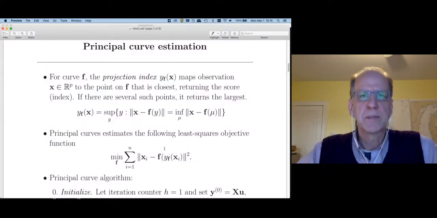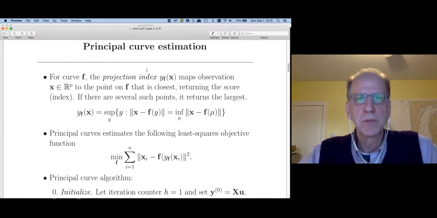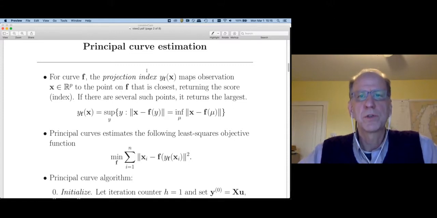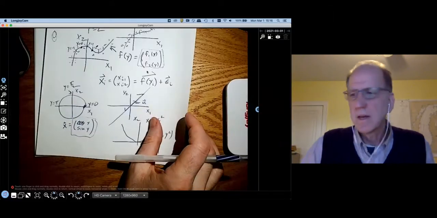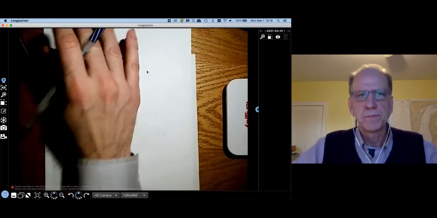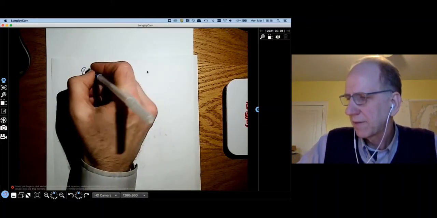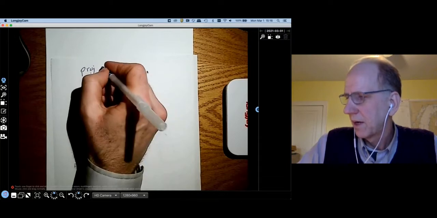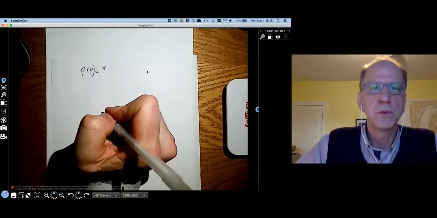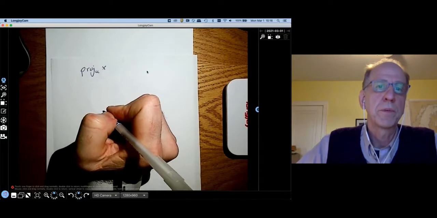Well, how do we estimate the principal curve model? We first need to do roughly the same thing that we did with principal components analysis, which was to figure out how to project an x onto my subspace. So as a quick review, with PCA, we had defined the projection of x onto u, and we worked out a formula for that.